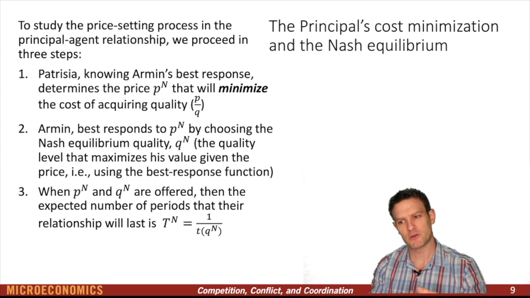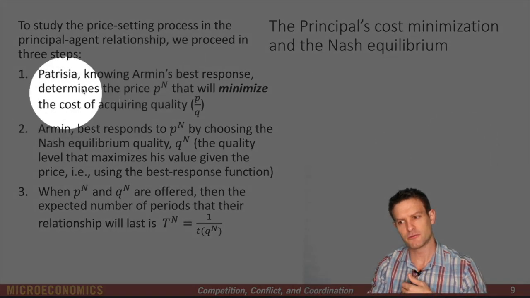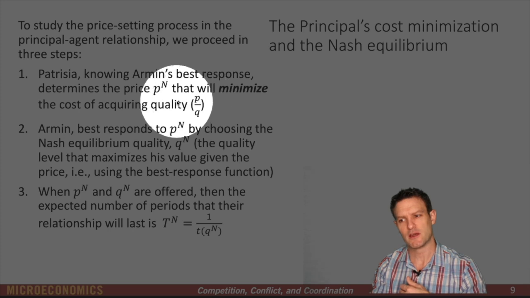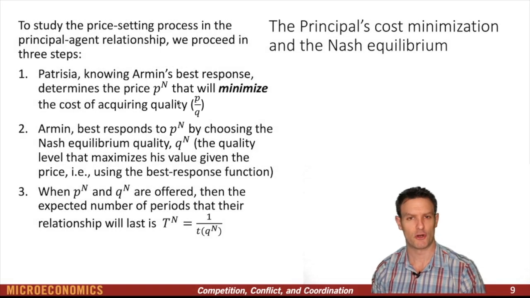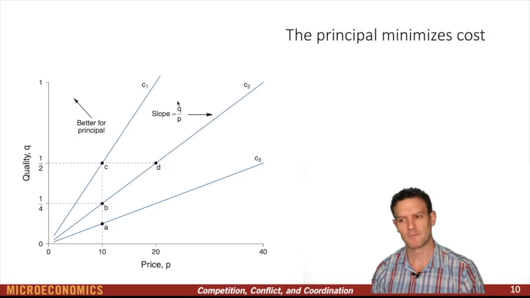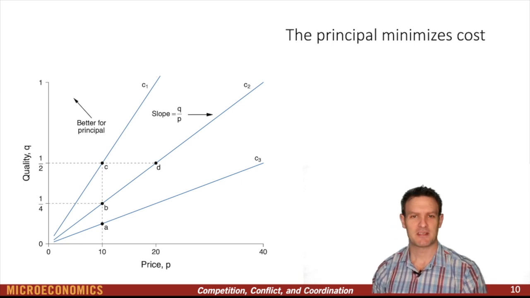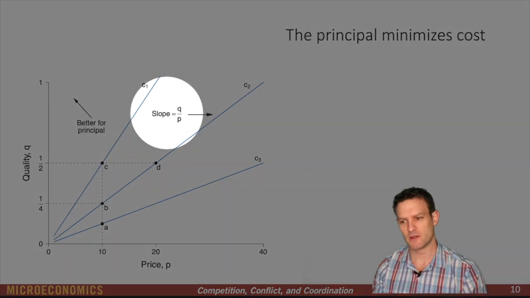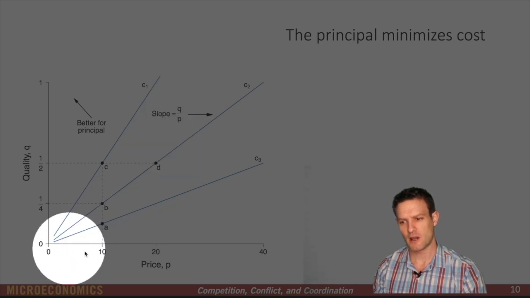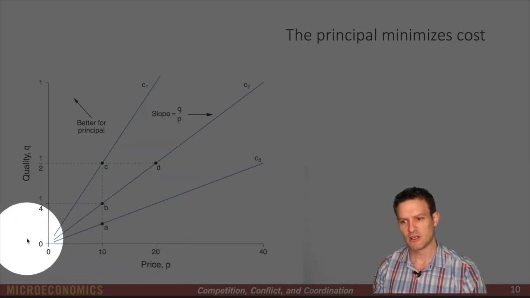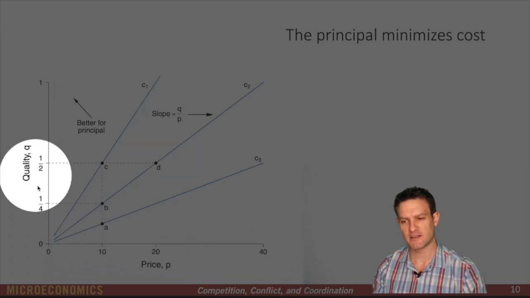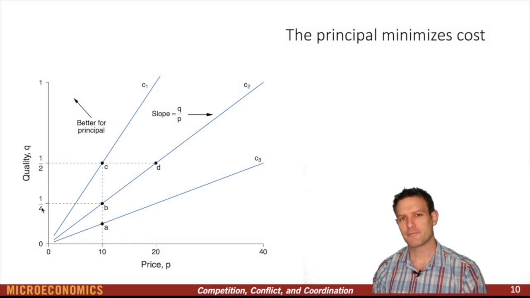And so we're going to focus here on this first step. Patricia thinking through what she's going to do with determining the minimizing cost for her. Okay, so here's the thing. If we have the same axes that we had previously, with price on the horizontal axis and quality on the vertical axis, what we have here are ISO cost curves for the principal.